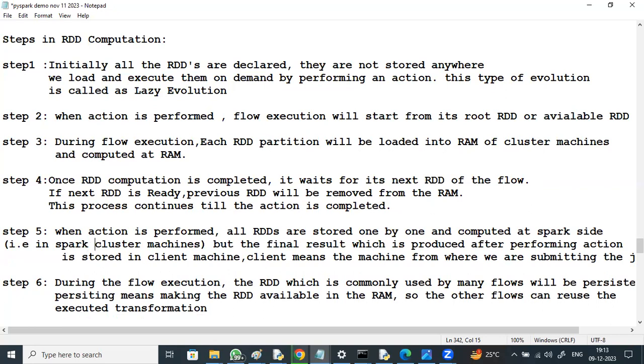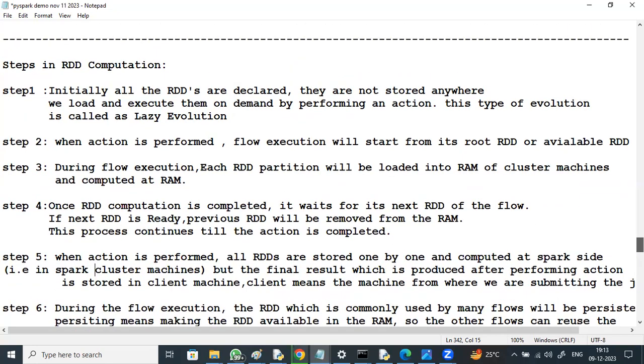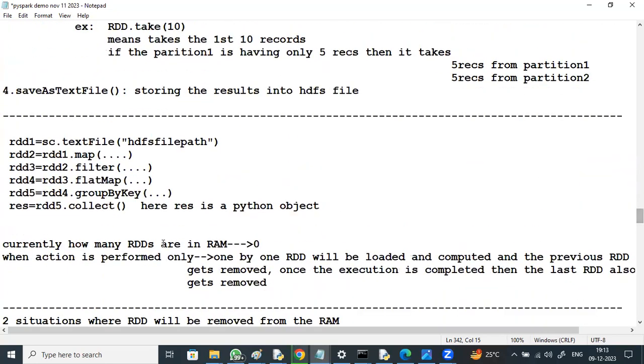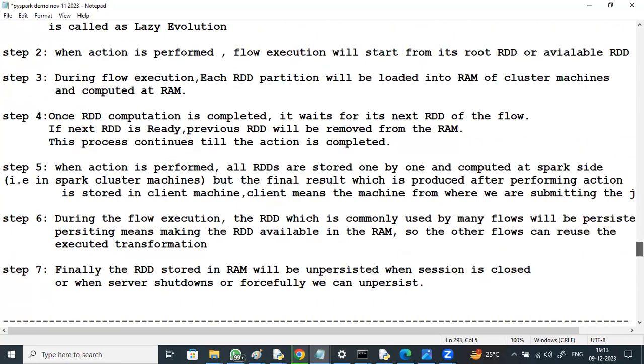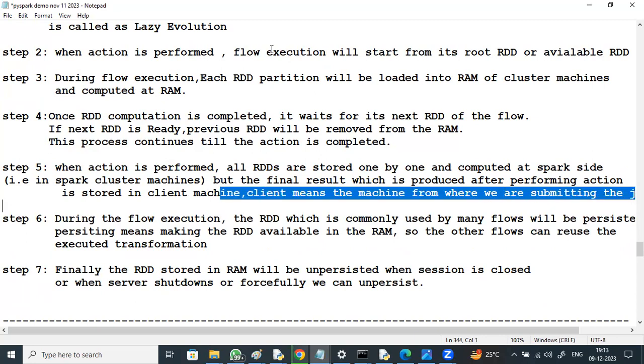Understood? Spark cluster machines. But the final result output you get, the final output means this result, is taken by the client. Total processing happens in the Spark cluster machines, and the final output is collected by the client machine from where you are submitting the job.